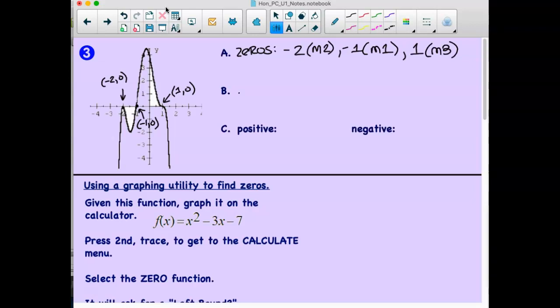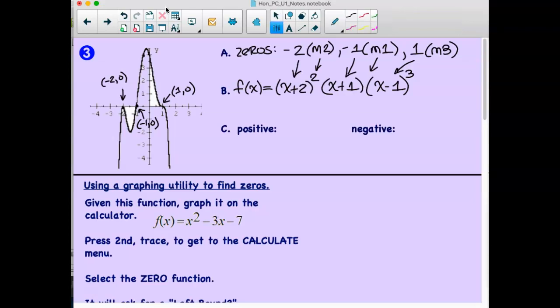So my function is going to look like this. f of x equals x plus 2 is a factor, and it's squared because it's multiplicity 2, times x plus 1 is a factor because that's the zero, multiplicity 1. So we're just going to put a 1 there. You don't have to put a 1 there, but you could. And then x minus 1, multiplicity 3, so that's going to be cubed. Notice that the multiplicities add up to what the degree should be. So the degree is 2, 1, 3, a total of 6.